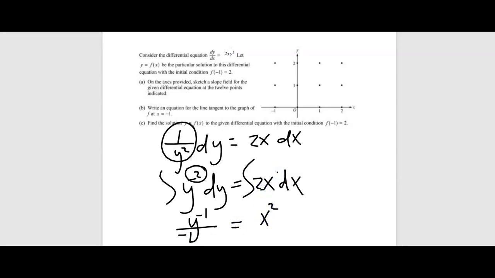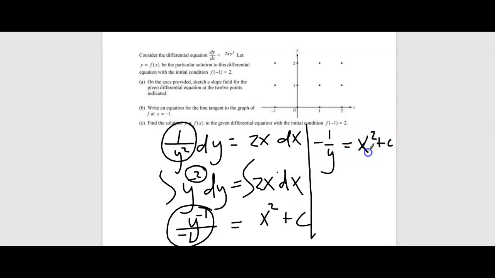Now, if I divide 2x by 2, the 2's cancel, so I'm just left with x squared. We don't want to forget our c. I'm going to rewrite this so it's a little less weird looking, because a negative exponent will put the y on the bottom, and dividing by a negative just makes the whole thing become a negative. So that side becomes -1 over y, and this side is x squared plus c.